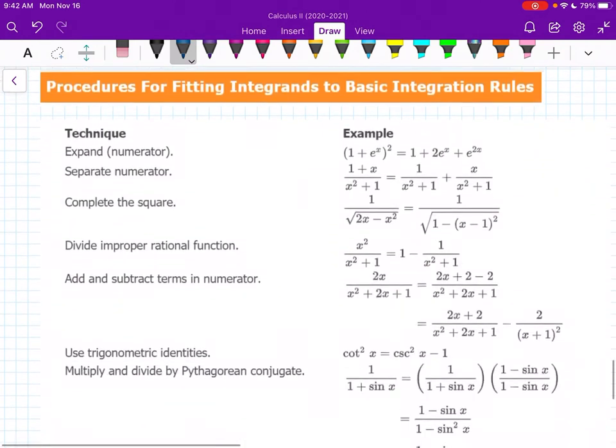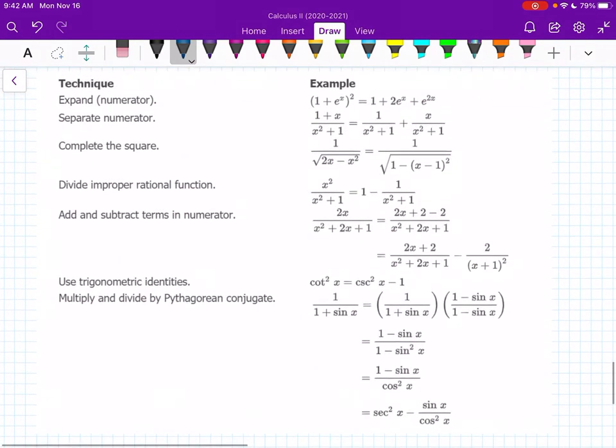All right, so here is a list of the different techniques you might use. So the first technique is to expand if we have quantities being raised to a power. Another trick is to separate the numerator. We can use completing the square if we need to help us see those arc trig identities. We can use long division for dividing. We can also add and subtract things in the numerator to help make things a little bit easier. We have our good old friend trig identities and multiplying by conjugates, okay?